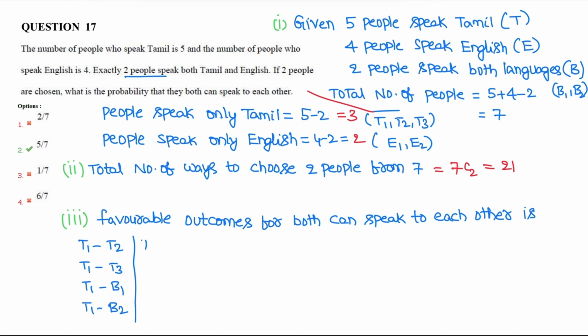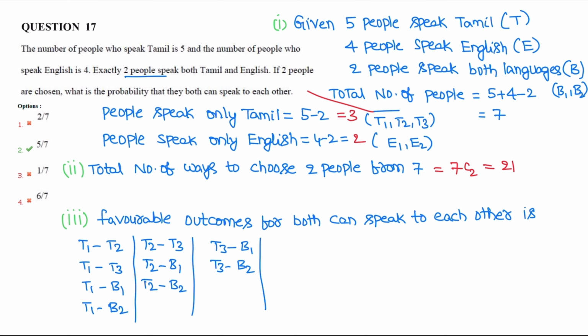Next, T2 can speak with T3, T2 with B1, T2 can speak with B2. These combinations will understand the language that they are speaking to each other. Next, T3 can speak with B1, T3 can speak with B2.